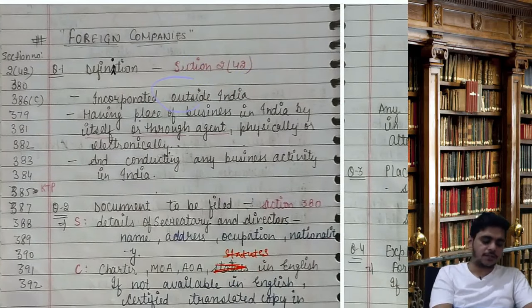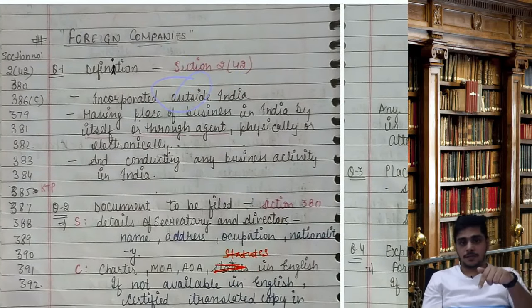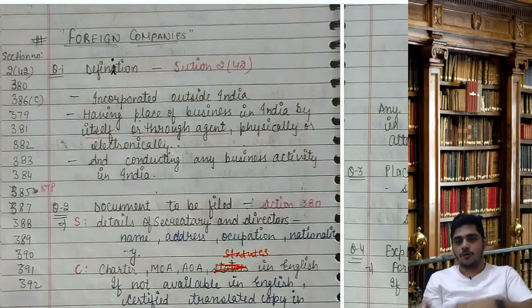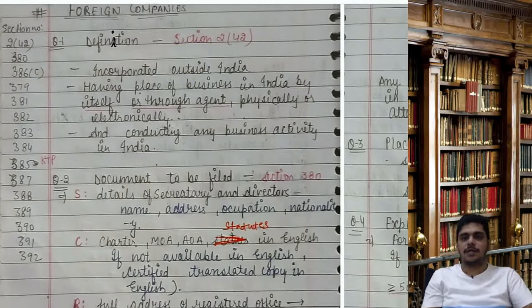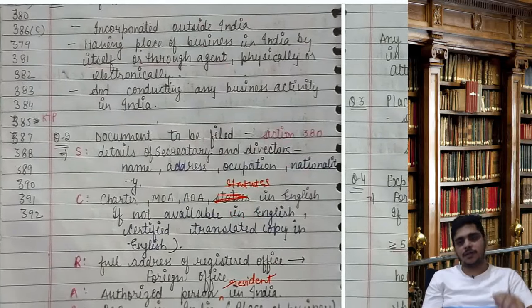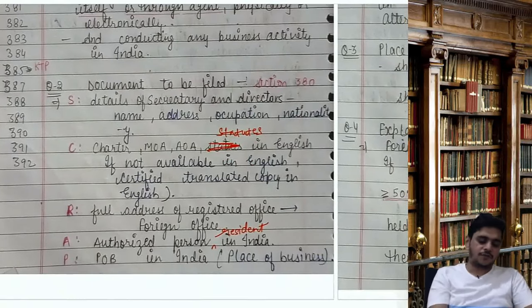It is a company which is incorporated outside India, having a place of business in India, established either through itself or through an agent, whether physically or electronically, and conducting any business activity in India. That's the definition, 2(42). So they have to file the documents. Which section? Section 380.